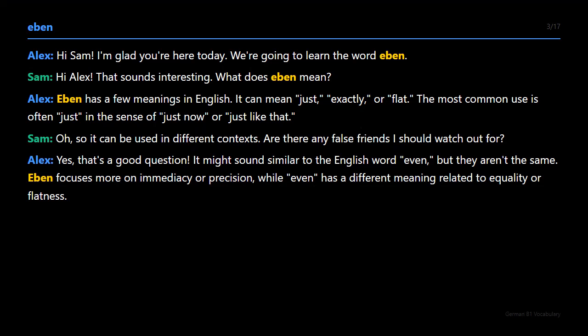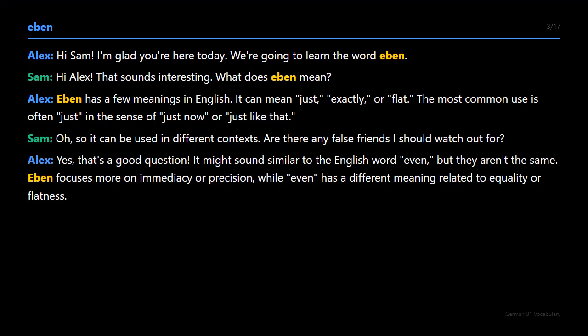Yes, that's a good question. It might sound similar to the English word even, but they aren't the same. Eben focuses more on immediacy or precision, while even has a different meaning related to equality or flatness.